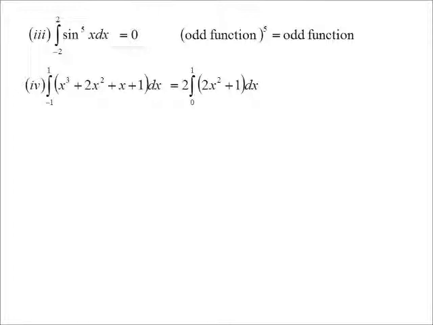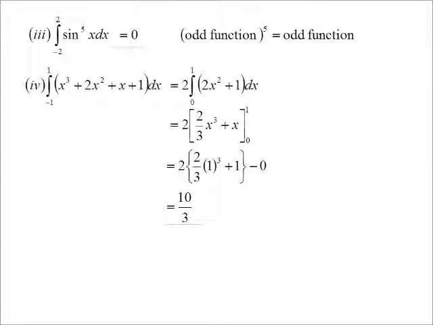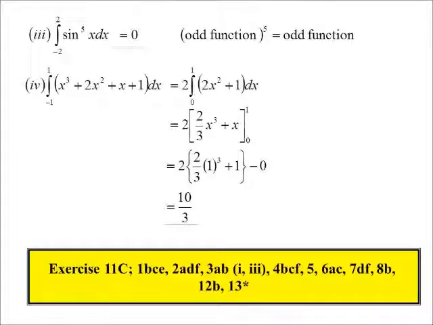Again, I'm using the feature of odd and even. I'm looking at each individual term. x cubed is odd. So from minus 1 to 1, that's going to be 0. 2x squared is even. So it'll be twice from 0 to 1. x is odd. So that'll be 0. 1 is even. So I've saved myself a little bit of time. I don't have to worry about integrating the x cubed and the x. So now I've only got 2 things to integrate. So we get 2/3 x cubed plus x, sub in 1, sub in 0, and we get 10/3 as our answer.